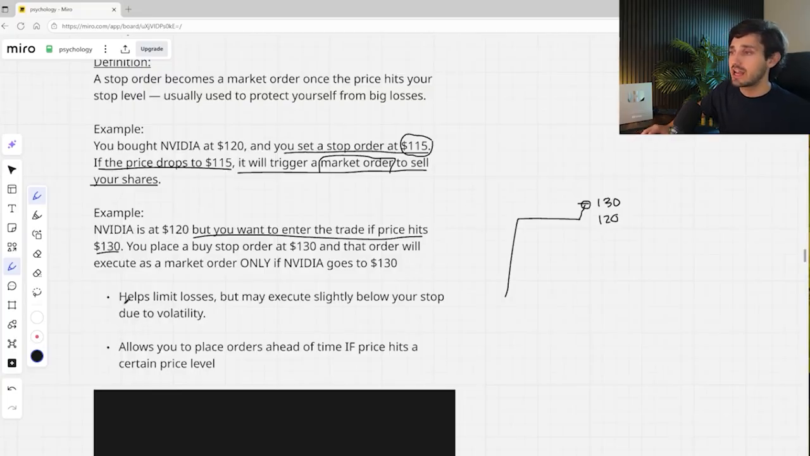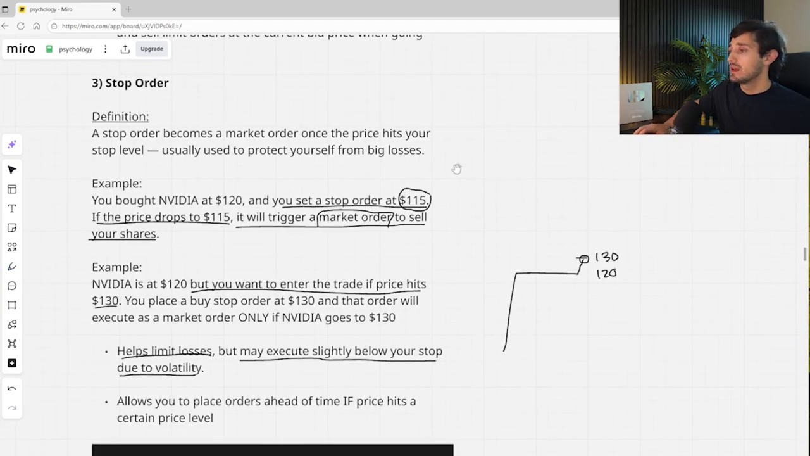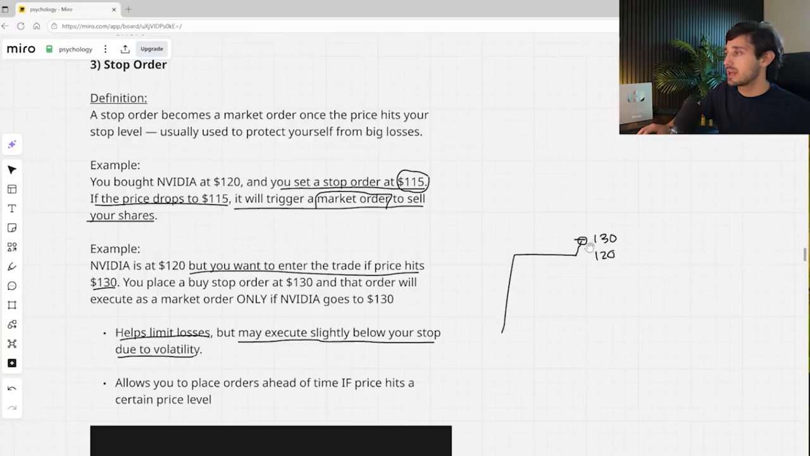So this could help you limit losses, but it may execute slightly below your stop due to volatility, right? We just talked about that, how because it's a market order, you're not guaranteed to get filled at the exact price that you want, right? And same thing with this. If you place a buy stop order at 130 and prices move up and hit 130, it might not fill you at 130. It might fill you at 129.50. It might fill you at 130.30, right? Again, depending on how fast the stock is moving.